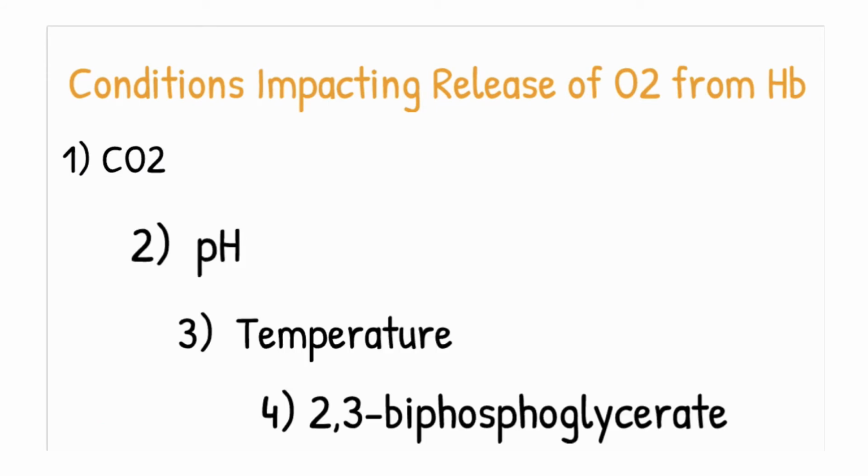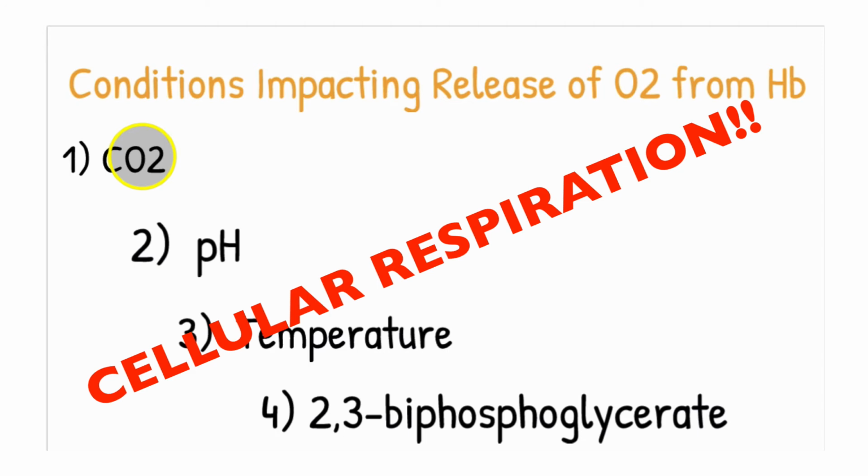So let's take a closer look at this. Factors that impact the release of oxygen from hemoglobin. One, I just suggested the partial pressure gradient of oxygen, and that's a huge factor in this. But there are other conditions that impact the release of oxygen from hemoglobin. One of them is CO2. Now, one thing I've always stressed, and I continue to stress, at the forefront of your consciousness when you're thinking about physiological processes, we need to be thinking about the cellular respiration equation. Glucose plus oxygen is going to give us CO2, water, heat, and ATP.